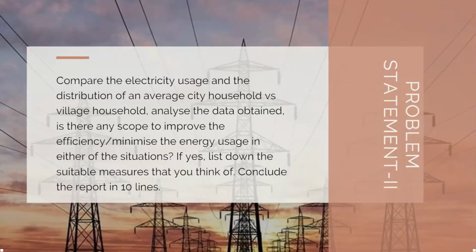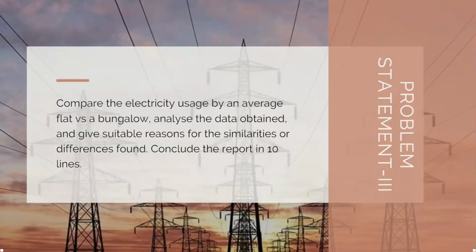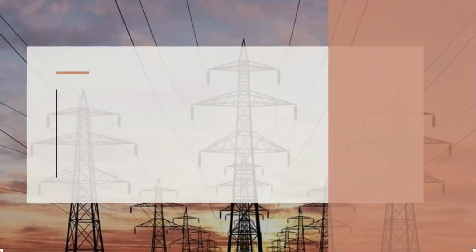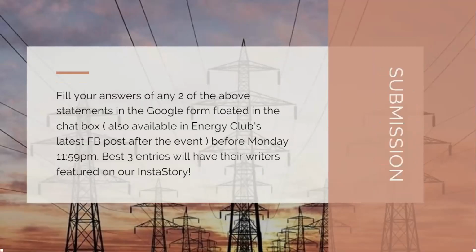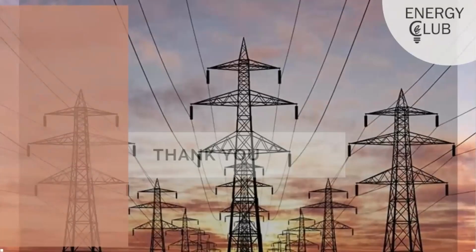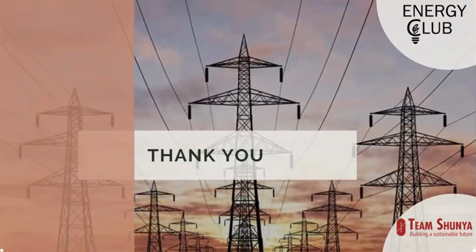The first problem statement showcases the disparity between a US flat and an Indian flat, and how much energy each consumes. The second talks about a rural and an urban household in India, and the third talks about a flat and a bungalow's consumption. So you'll be filling out any 2 of the statements from above through the Google Forms. So thank you for that.